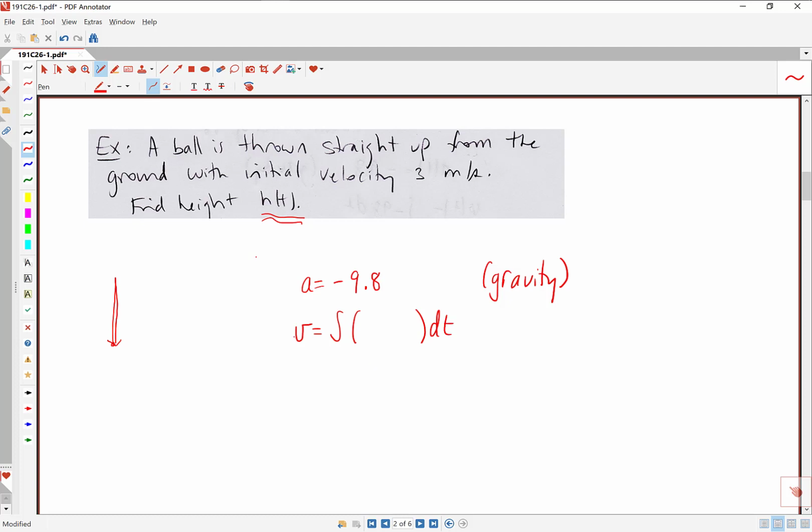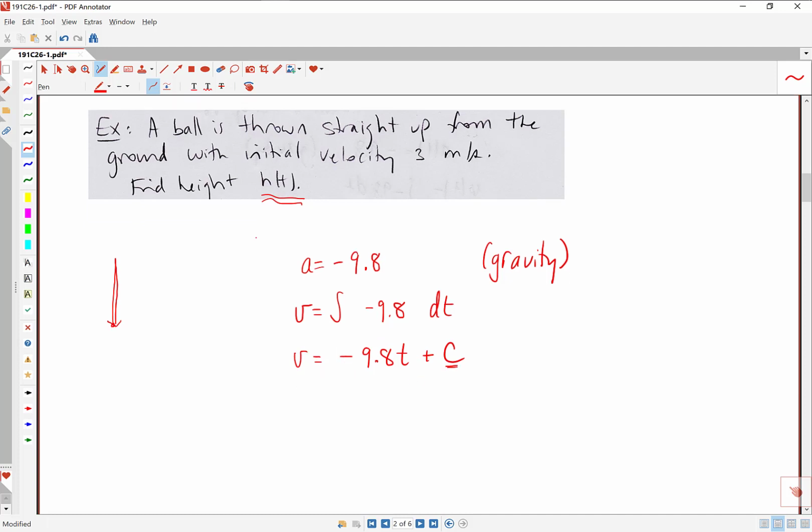Now, if we wanted velocity, then what we would do is integrate our acceleration with respect to time. So we'll say velocity is the integral of negative 9.8. Don't really need brackets on there because we've just got a single term. So let's do our integration. Negative 9.8 is constant. When we integrate, it becomes negative 9.8 times t plus some constant c. Remember that with these indefinite integrals, you always need plus a constant.